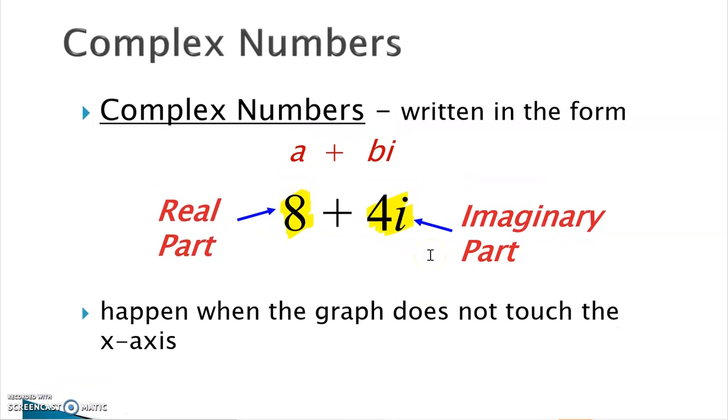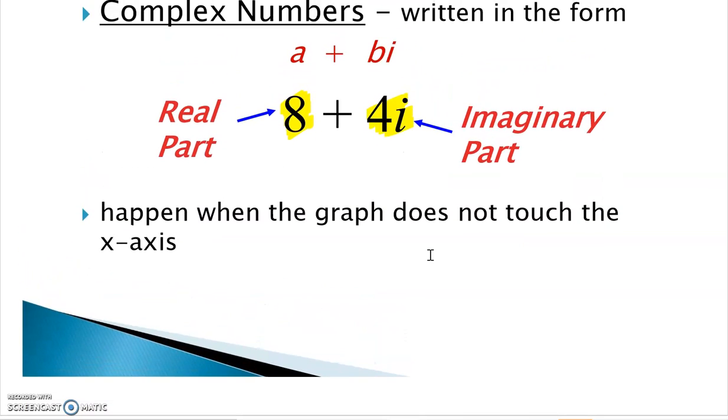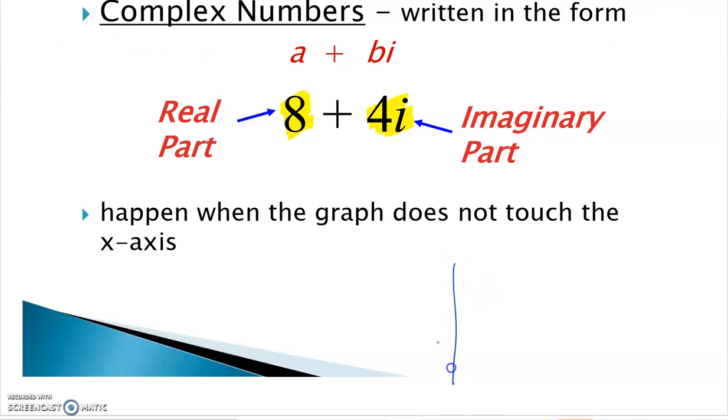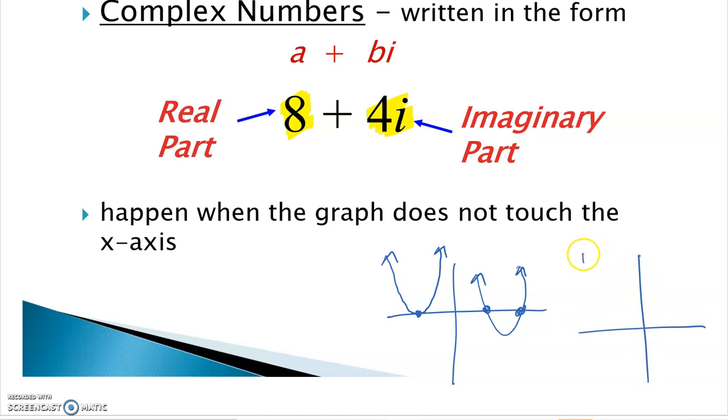And this happens when the graph does not touch the x-axis. So we talked about, when we were in class, about quadratics, right? If I have a graph, you can have a quadratic that touches the x-axis twice. It has two real solutions. You can have a quadratic that touches the x-axis exactly one time. That has one real solution. Or you can have a quadratic that does not touch the x-axis at all. This would have what we call zero solutions or no solution, or what we call imaginary solutions.